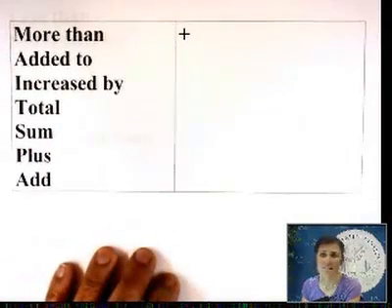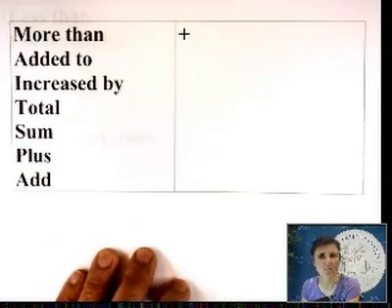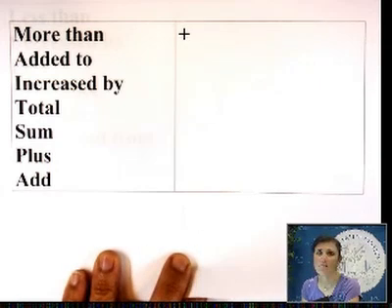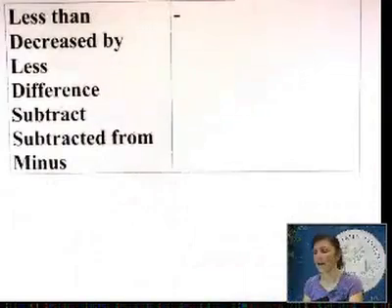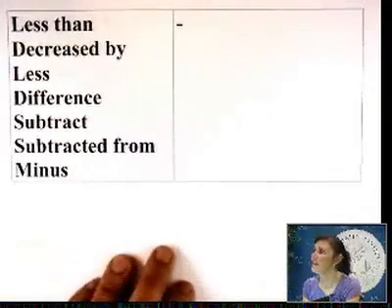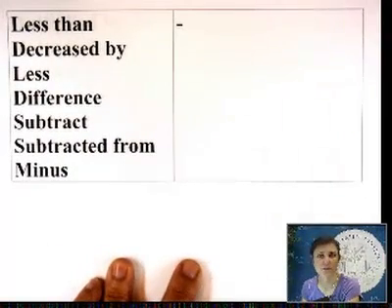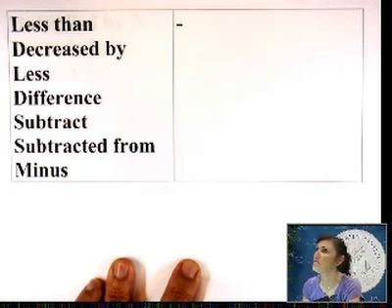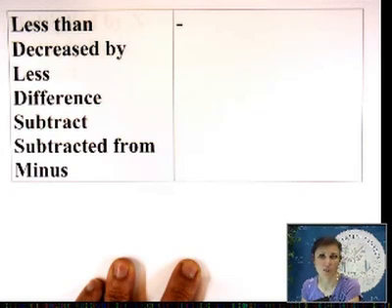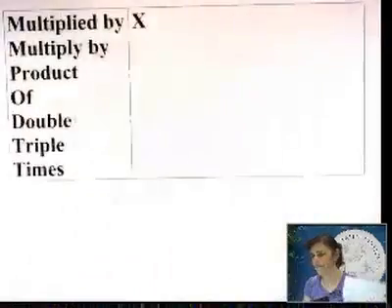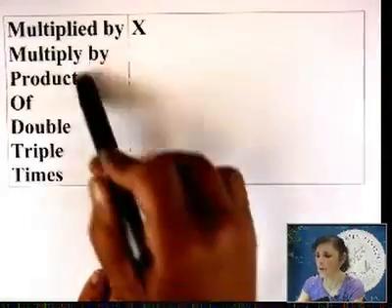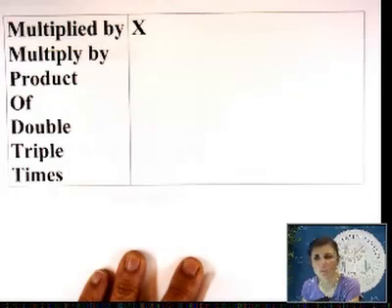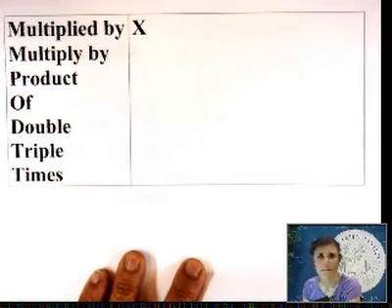Addition words are these: more than, added to, increased by, those kinds of things. And make sure when you see that, it flags an addition for you. Subtraction words are flagged by less than, decreased by, those kinds of things. Make sure that when you see them, they flag the subtraction for you. Multiplication words, some of them are kind of more obscure: product, double, triple, times, those kinds of things. When you see those, make sure that there's a multiplication involved.